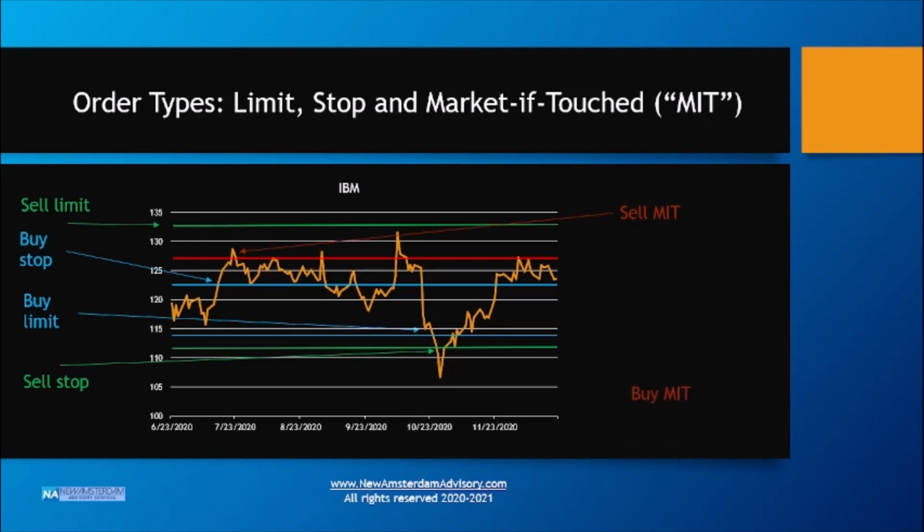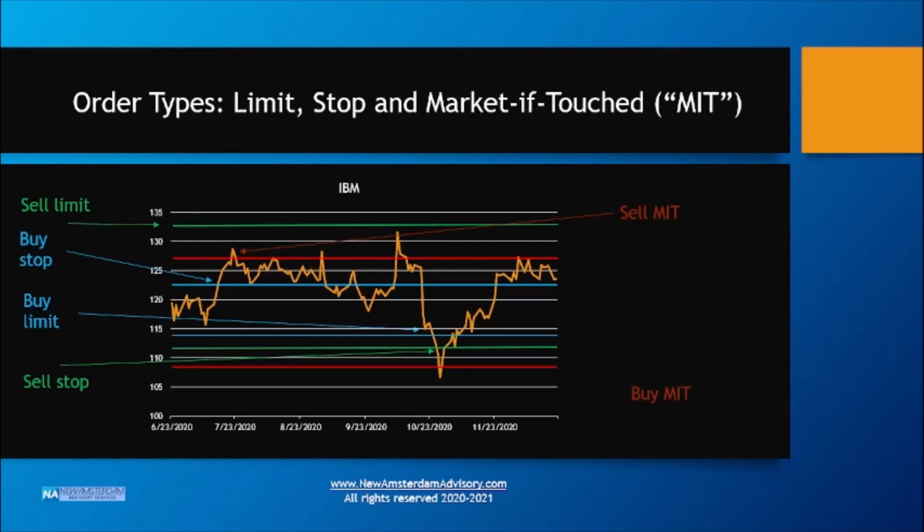Similarly, in reverse, a buy market if touched order does the same thing on the other side of the market price. It will get activated below the market price when the trigger point is reached. So again, it is similar to a limit order, with the difference that here we might get filled once it's triggered at a price that could be worse. Could be better, but could be worse too.